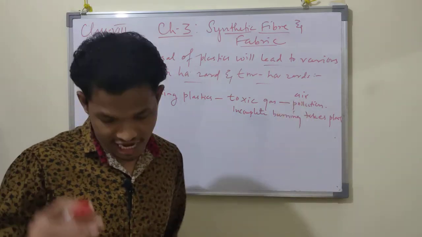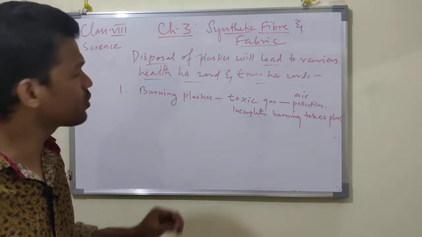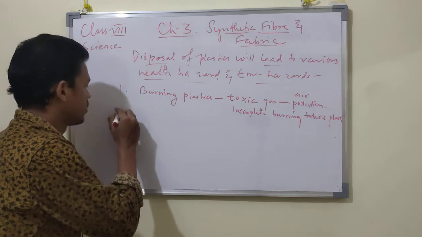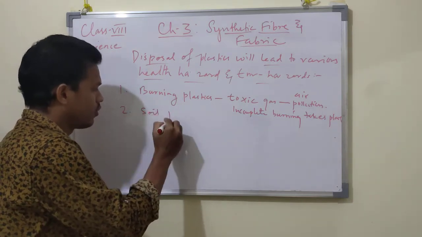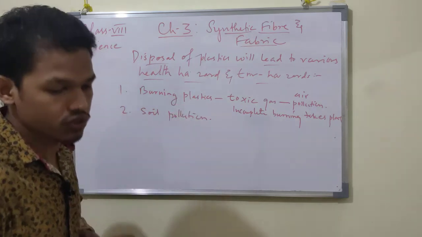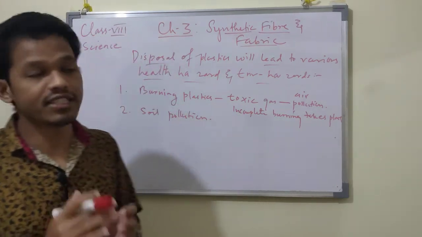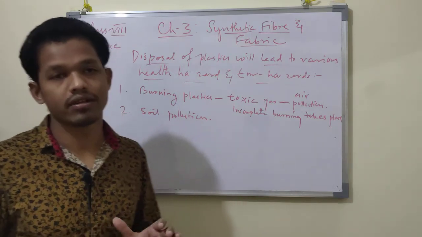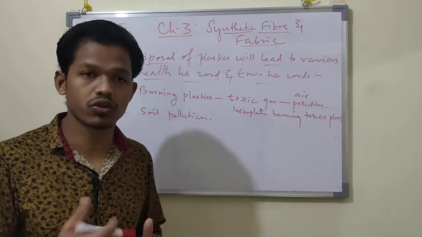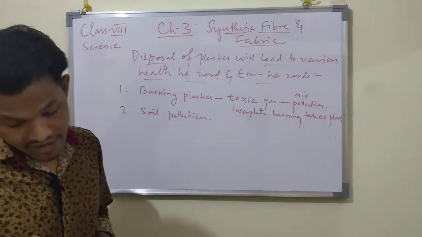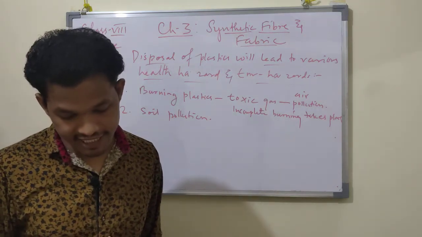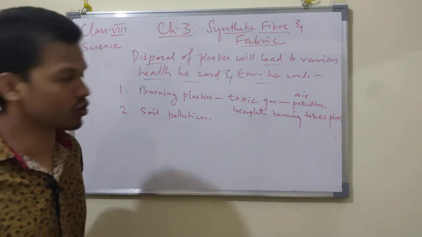And the next one is, when plastics are dumped in fields, they will cause soil pollution. When you dump plastic in the soil, they will cause soil pollution, because these plastics are not decomposed by any natural process, by the action of bacteria. Next one is, most of the plastics are dumped in landfills. It causes soil pollution, since plastics buried in the soil cannot be decomposed by microorganisms.